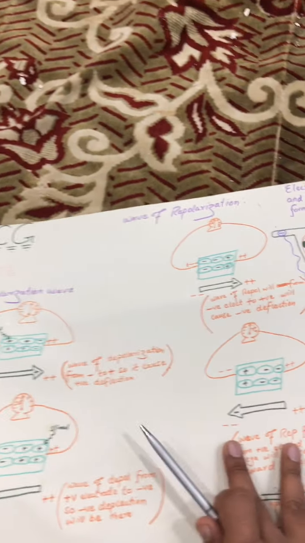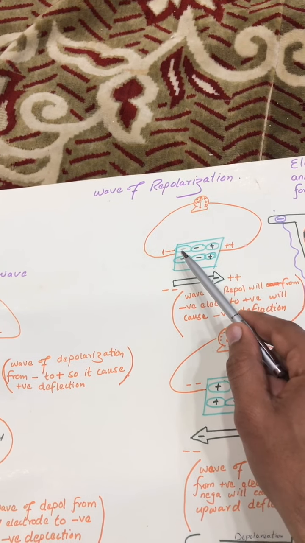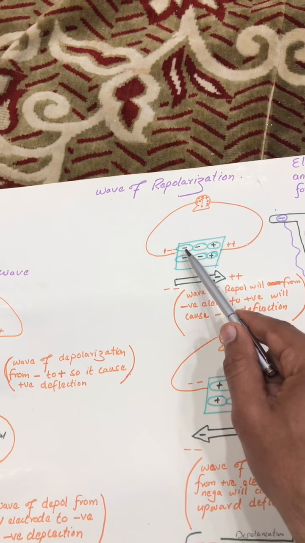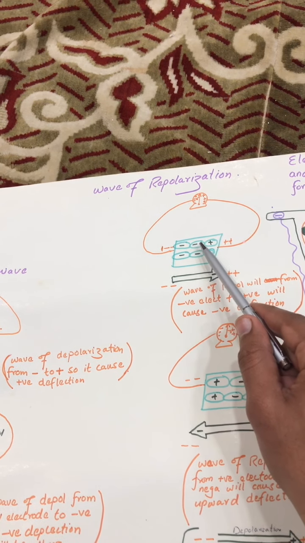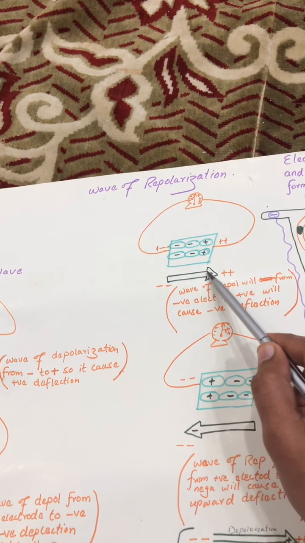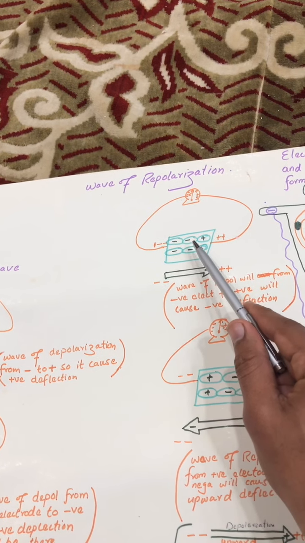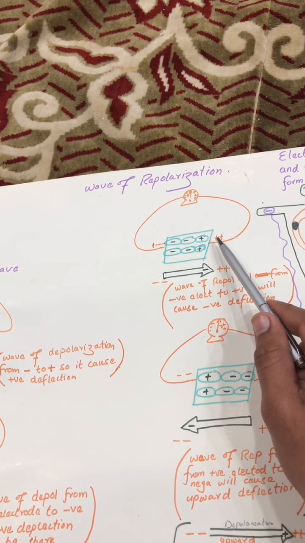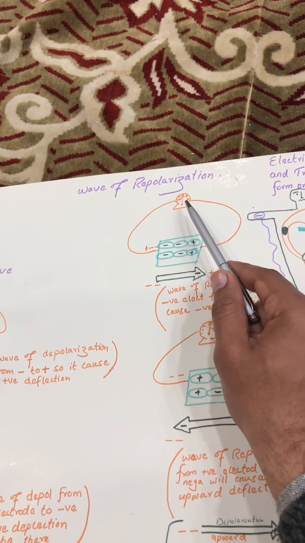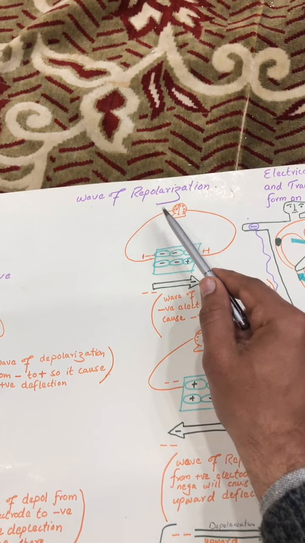Okay, now repolarization of this will be starting over here. This is the wave of repolarization. See, this is a negative wave, and negative is going toward the positive. So negative into positive equals negative. The deflection will be toward the negative side of the galvanometer.